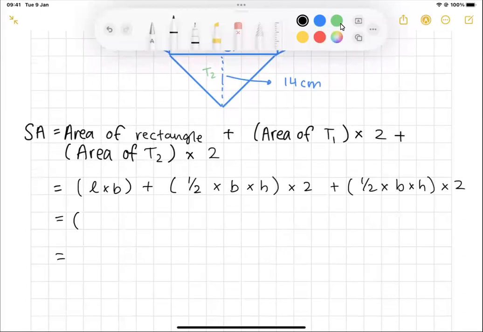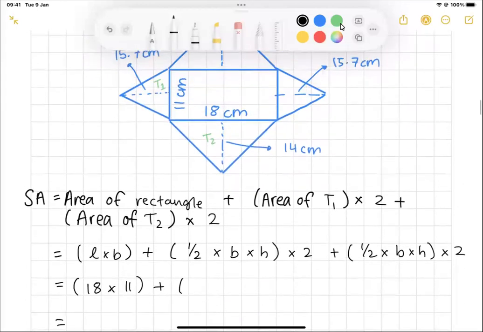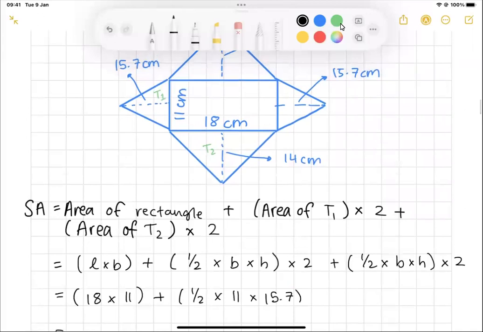So the length of the rectangle is 18 times 11 plus half, which is still a number, so just bring it down, times it by the base of T1, which is 11, times the height, which is 15.7, times it by 2, plus area of T2, half, times the base is 18, times 14, times it by 2, because there's two triangles.